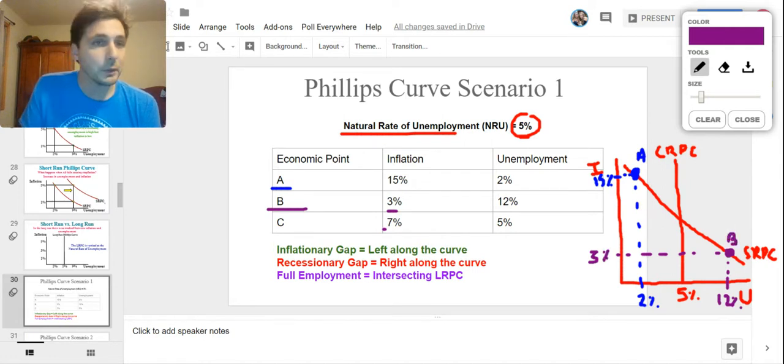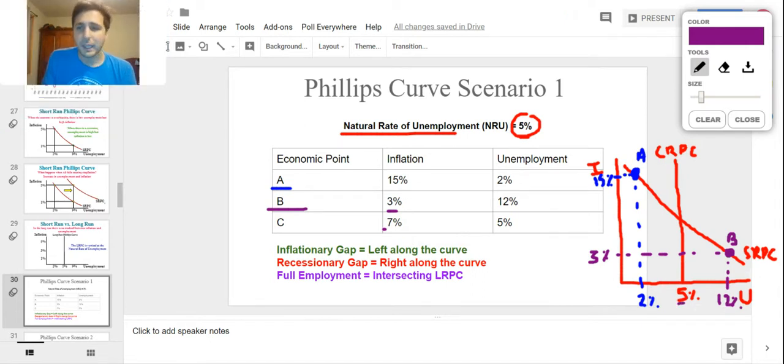So what's going on here? What do I have? Well, of course, I have a recessionary gap. My unemployment rate is higher than my natural rate of unemployment, and my inflation rate is low, right? So that's naturally what's happening there.